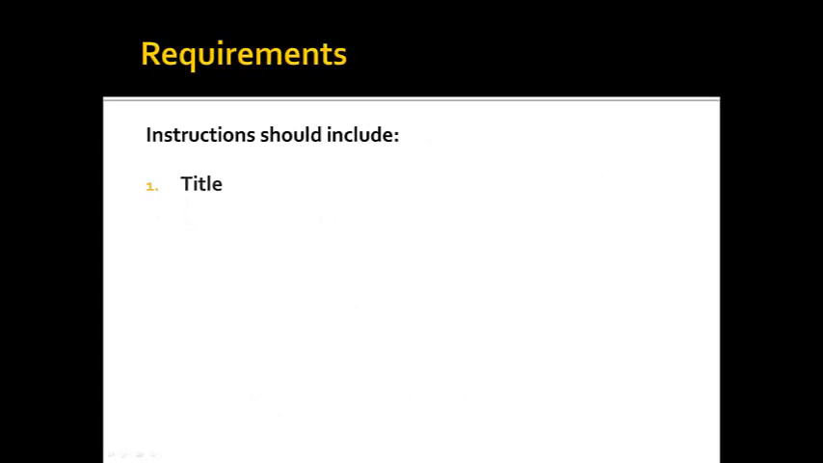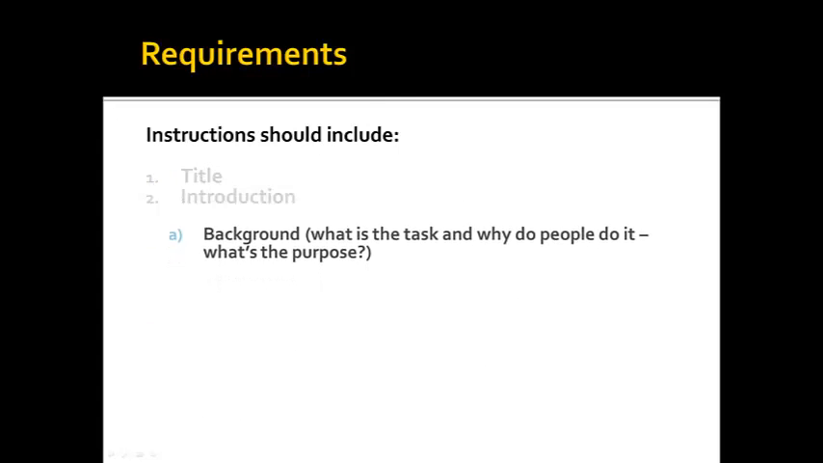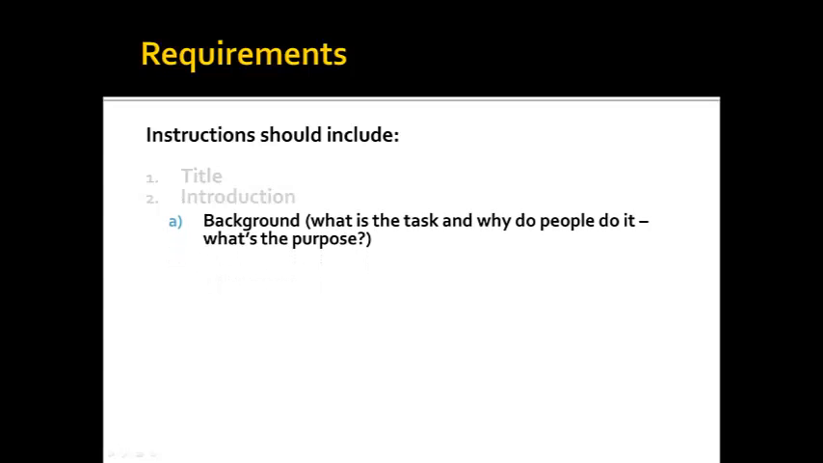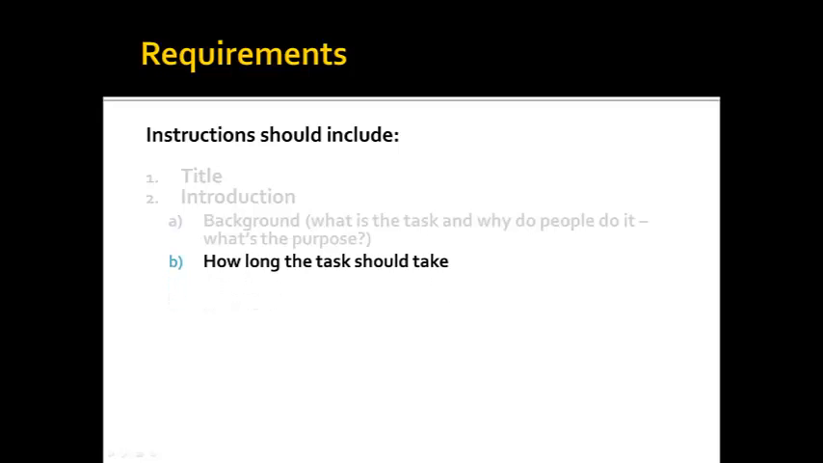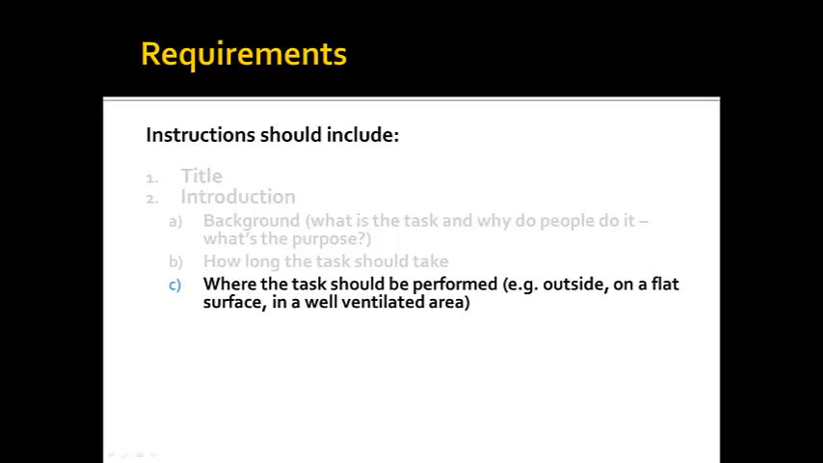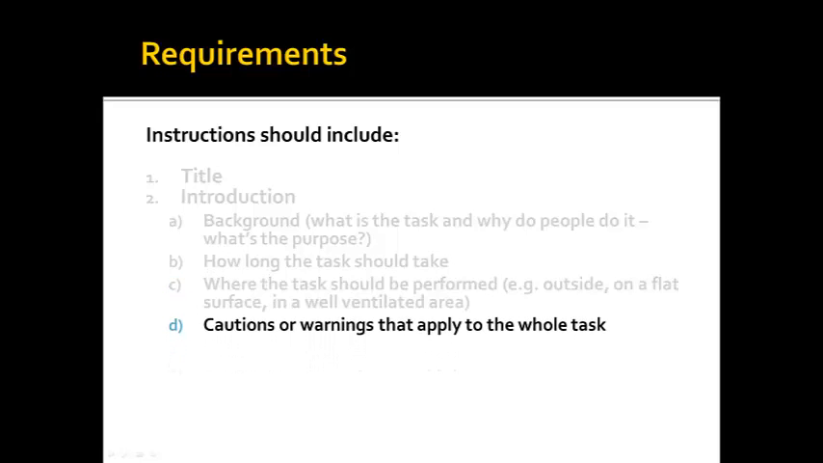So your instructions should include a title, an introduction, and the introduction will be made up of several parts, written as one paragraph. So it'll have some background, so what is the task, and you might need to write a definition to do that, and we'll explain how to write definitions in the week 2 topic. You'll also explain why people do it, so what's the purpose of the task. You'll describe how long it should take, where it should be performed, and any cautions or warnings that apply to the whole task. Now, that information will then make up the introduction.